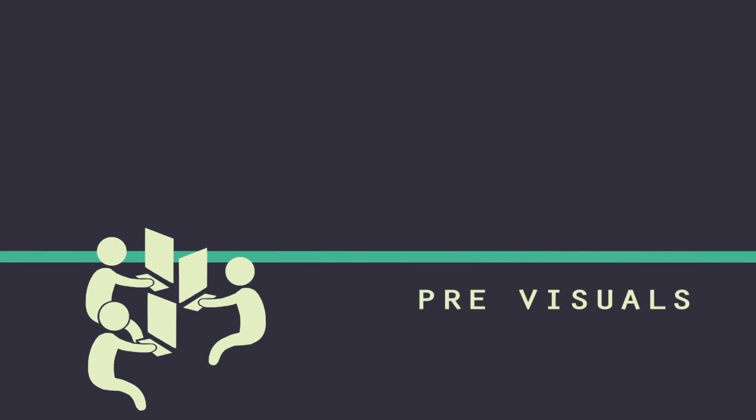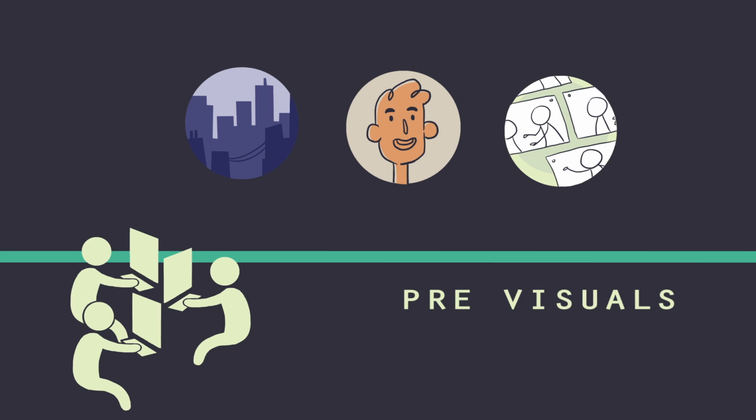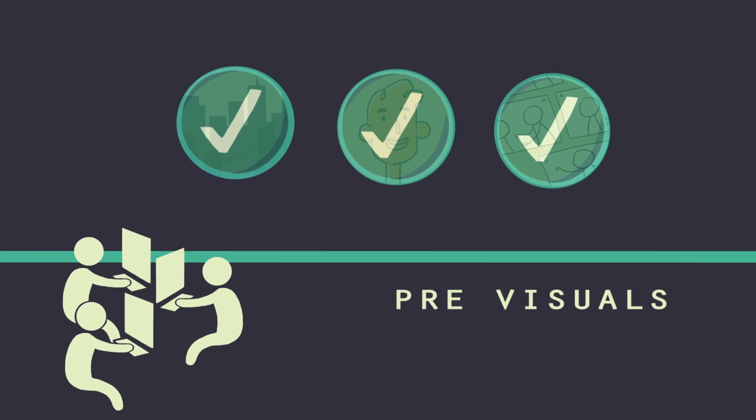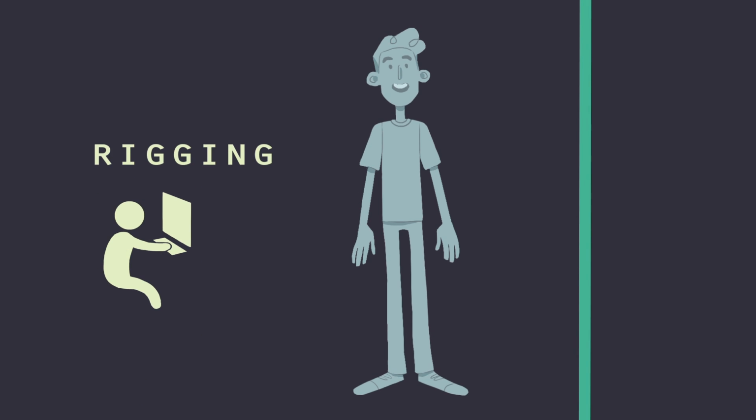In early development, a small team of artists create concept art, character design, and storyboards. After the approval of the visuals, they go to the next department. In the modeling department, modelers use specialized software to interpret the designs into 3D sculptures. After these models get approved, they are sent to the rigging department.